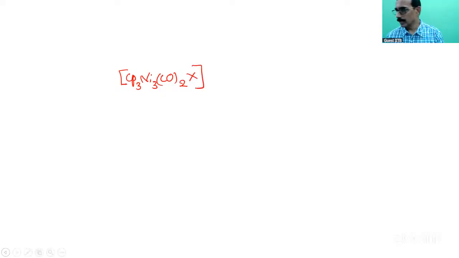The question is Cp3 Ni3 (CO)2, and this is mu3 CO bridging. X, right? No, sir, there is no X. CO is mu3 bridging. Okay, so here a hint is also given.